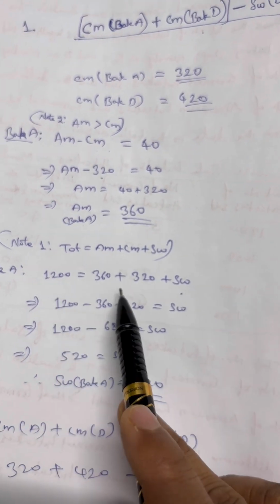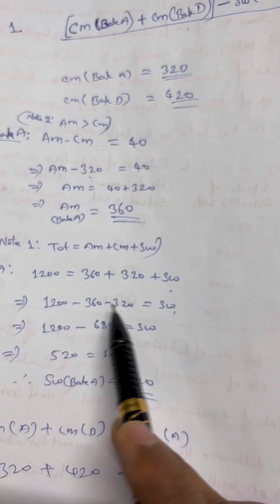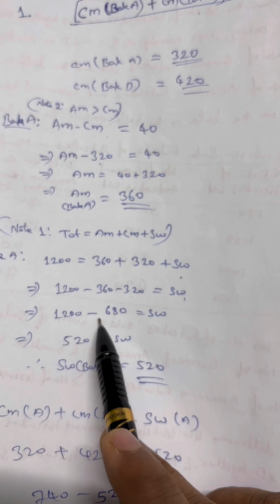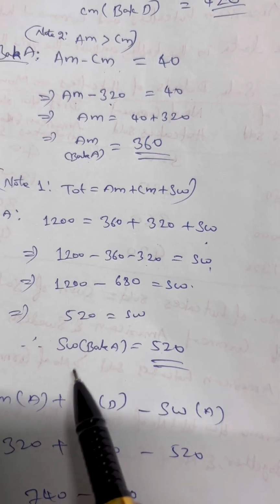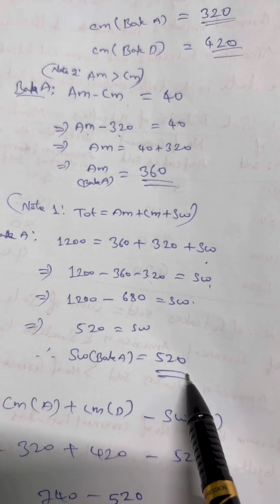So from this 1200 is there, 360, 320. So this is 1200 minus 360 minus 320 equal to Swedish. This is minus minus, so both you have to add: 0, 6 plus 2 is 8, 3 plus 3 is 6, so 680. Total minus only, so here we get minus. 1200 minus 680 is equal to Swedish. 1200 minus 680 is 520, so Swedish is 520. We have done this for bakery A only. Swedish of bakery A is nothing but 520.